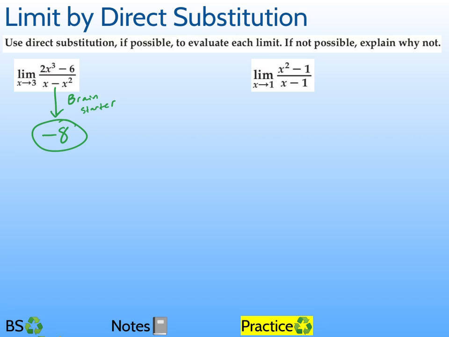Now for the second one, limit as x approaches 1, we'll figure out if we can do it by plugging in 1. So we have 1 squared minus 1 all over 1 minus 1, which of course equals 1 minus 1 over 1 minus 1, which is 0 over 0. Now, since we have a 0 in the denominator, this means that we can't use substitution to find this limit.